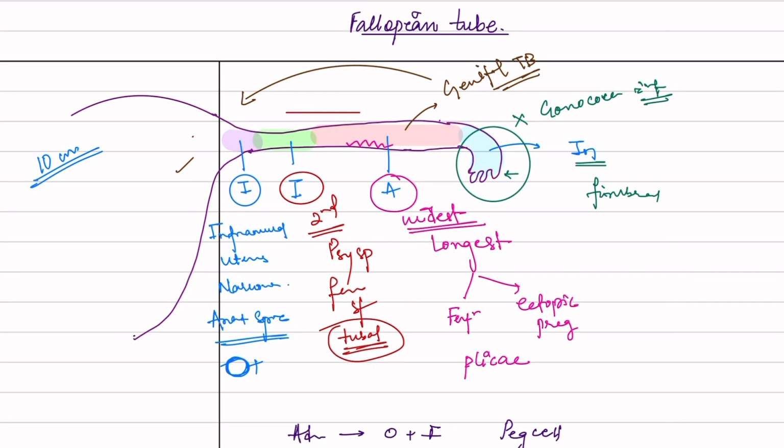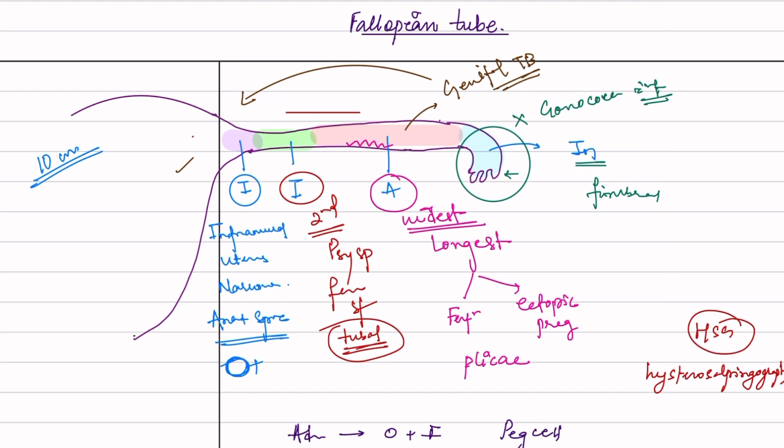Then what is the investigation of choice for tubal patency? We do HSG. What is HSG? HSG is hysterosalpingography. Okay, let me write it here. Hysterosalpingography. This is the investigation of choice for tubal patency.